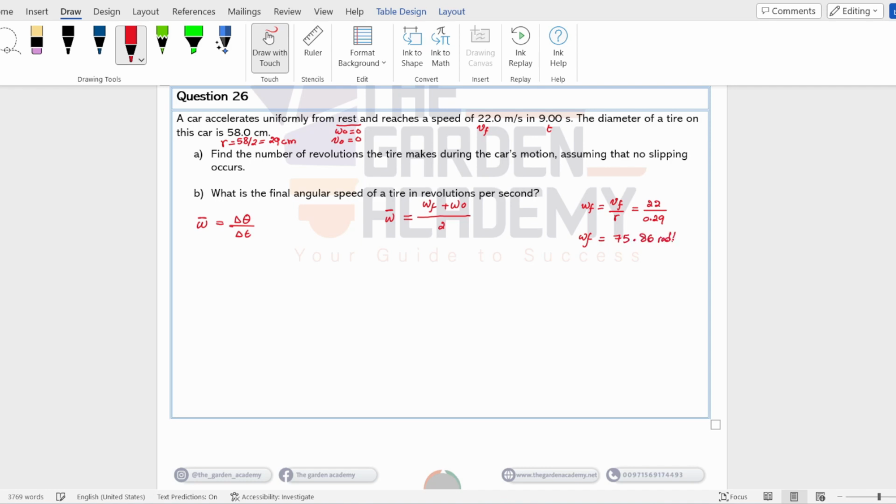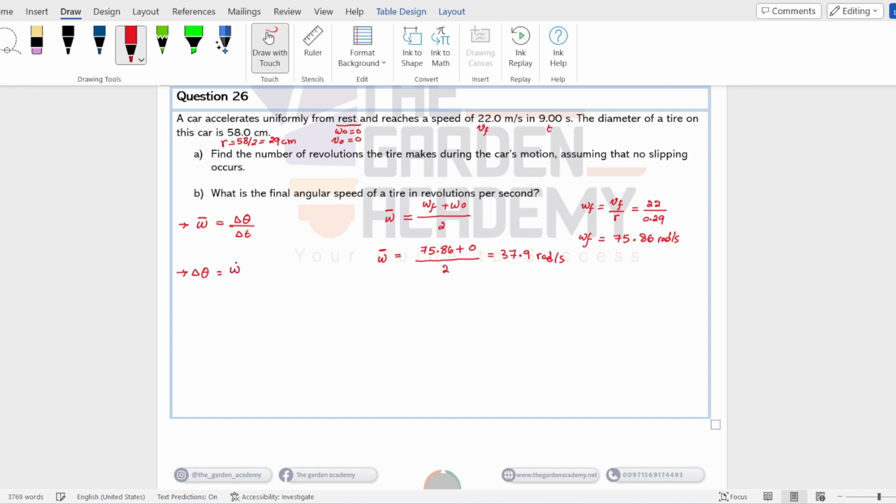75.86 radians per second. Now let's go back to this part and say omega bar, which is the average angular velocity, is equal to 75.86 plus omega naught, which is given as 0 starting from rest, divided by 2. This will give us 37.9 radians per second.